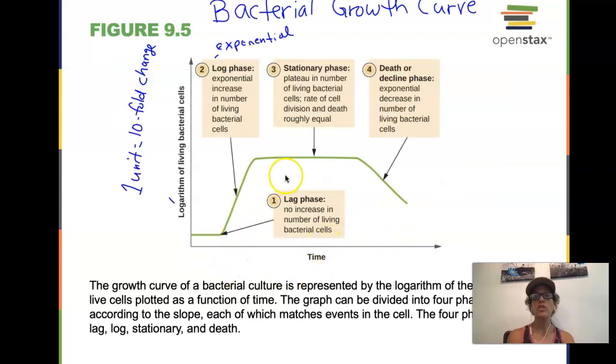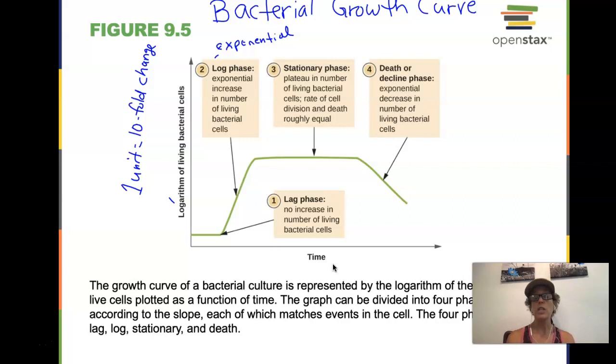This shows the general shape of a bacterial growth curve. We have the logarithm of living bacterial cells, so 1 unit would mean a 10-fold change, and we have time. There are no actual numbers, no values put on these axes because it varies. It depends on the species that's present. How long does it take to undergo a single cell division? It also depends on the environmental factors. What's the nutrients that are available? What's the temperature that's present? What's the pH? How much oxygen?